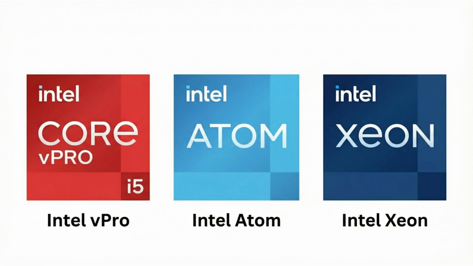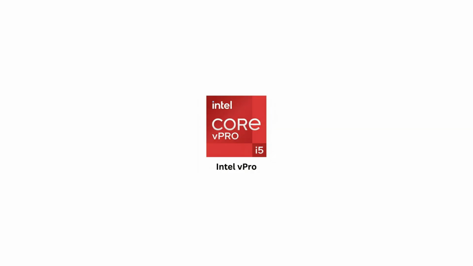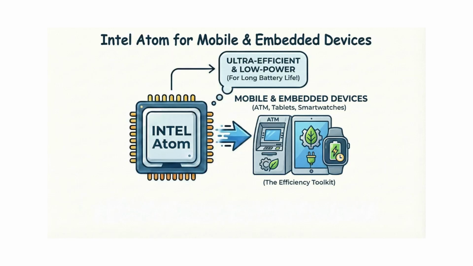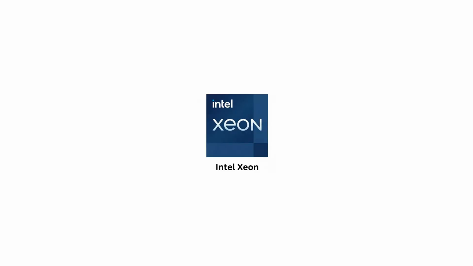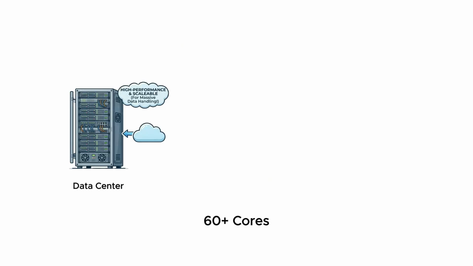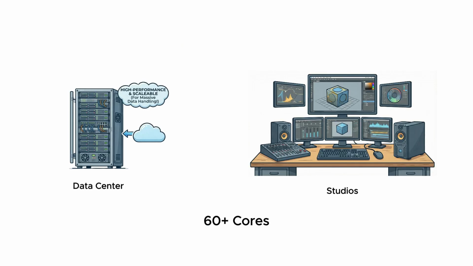Finally, there are the specialized processors. Intel vPro chips are business versions of the standard processors with extra security features for companies. Intel Atom chips are ultra-efficient, lower-power chips designed for tablets and smart devices. And at the very top is Intel Xeon, the king of professional work. These are server and workstation chips with 60-plus cores, designed strictly for data centers and professional studios.